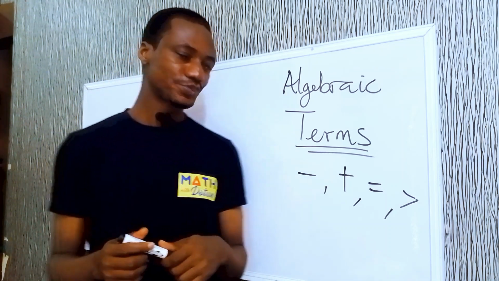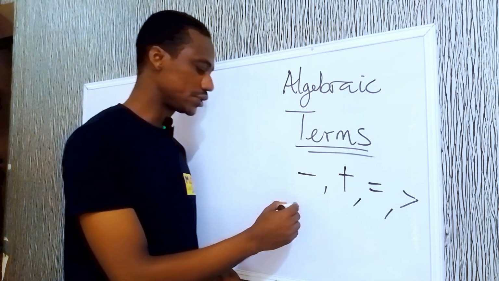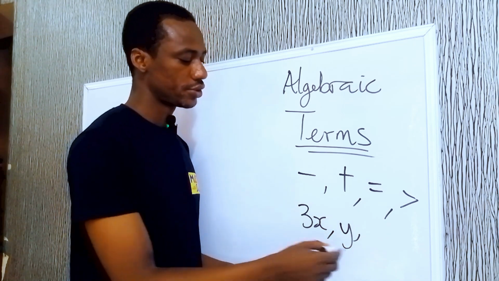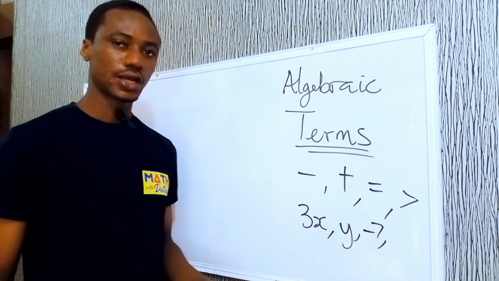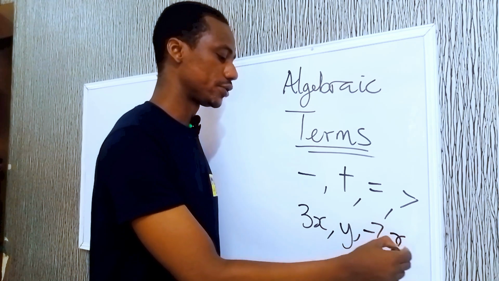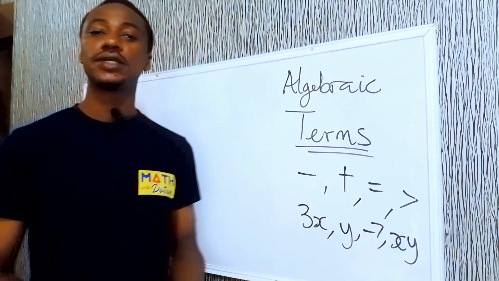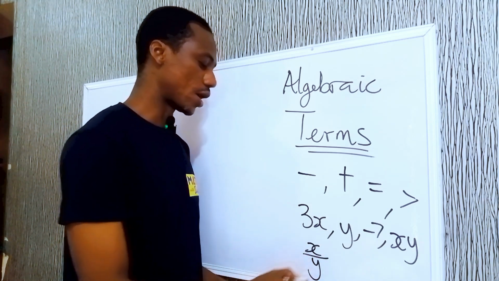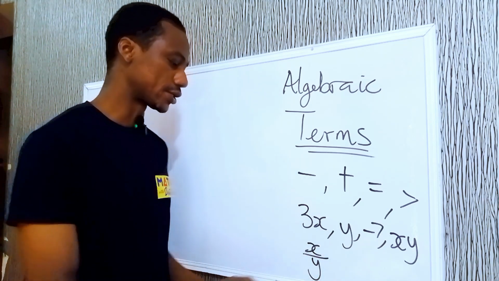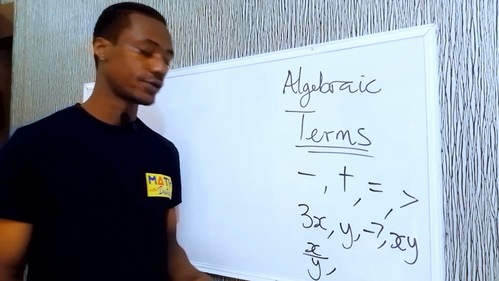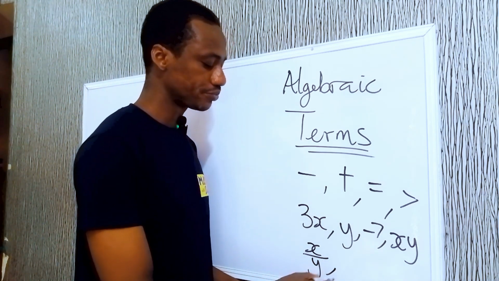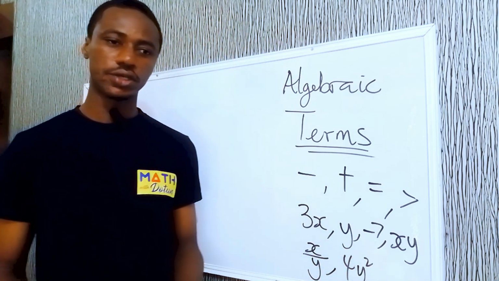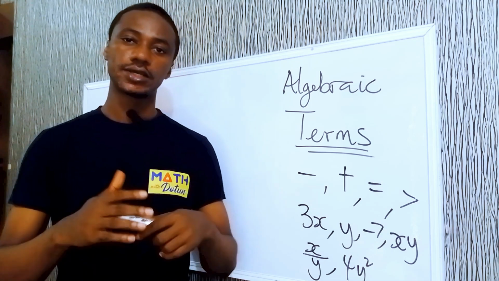All right, let's take some examples. So this is an example of an algebraic term. This is an example. Even a constant is an example. And talking about multiplication, if I have xy, x times y, that is an algebraic term. In fact, if I have x divided by y, that is also an algebraic term. An algebraic term can also have a power, say 4y squared. So this is also an algebraic term.